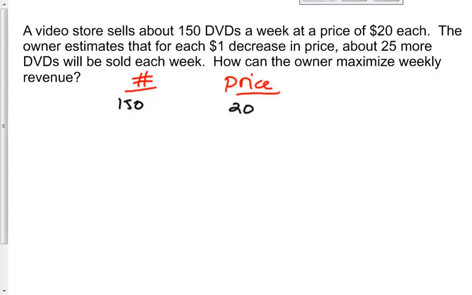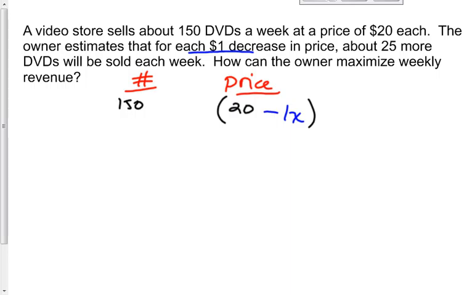The owner estimates that for each $1 decrease in price, so I'm going to go to the price category, and I'm going to create a bracket here to show what I'm doing to that price. $1 decrease each week. Decrease is a minus, and I'm decreasing $1 each week. To show that, I need to bring in my variable. So it's $1 each for the price. If I decrease the price $1, I can sell 25 more DVDs.